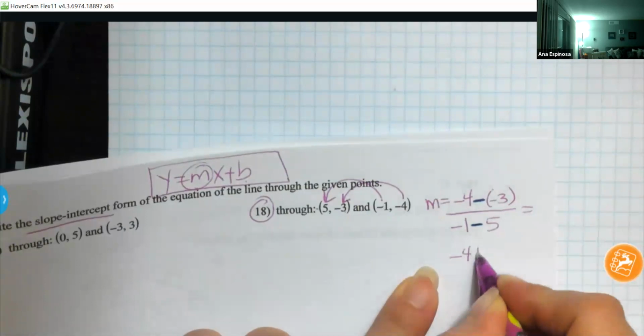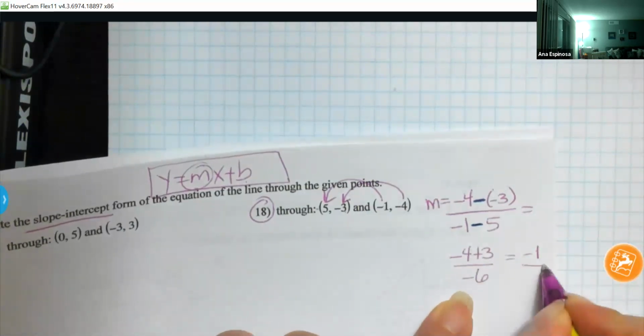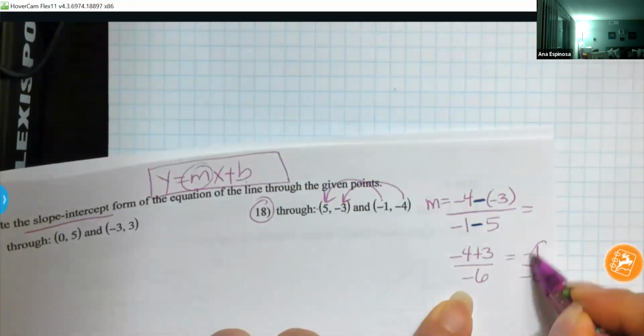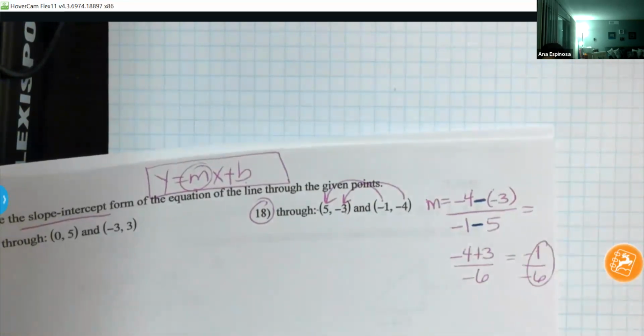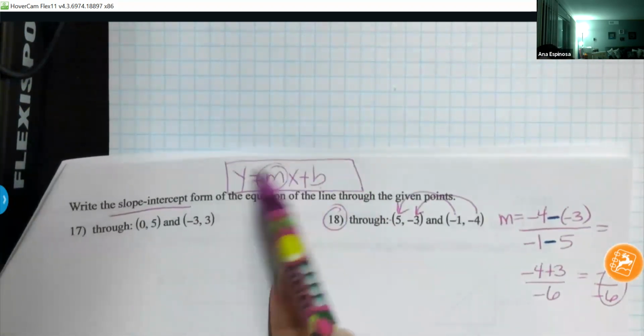All right, so let's do the math. It's a -4 plus 3, which is a -1. That's a -6. So my slope is 1/6 because those negatives cancel. So I've got my slope. And now I want an equation of this form.